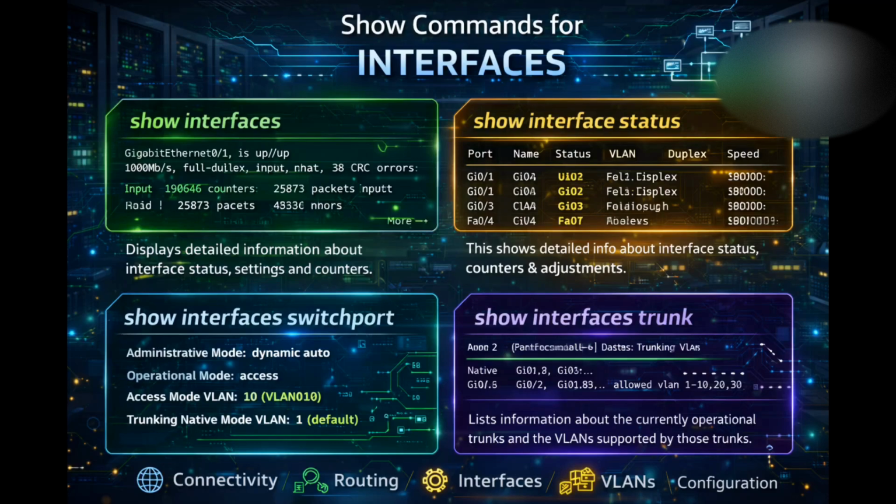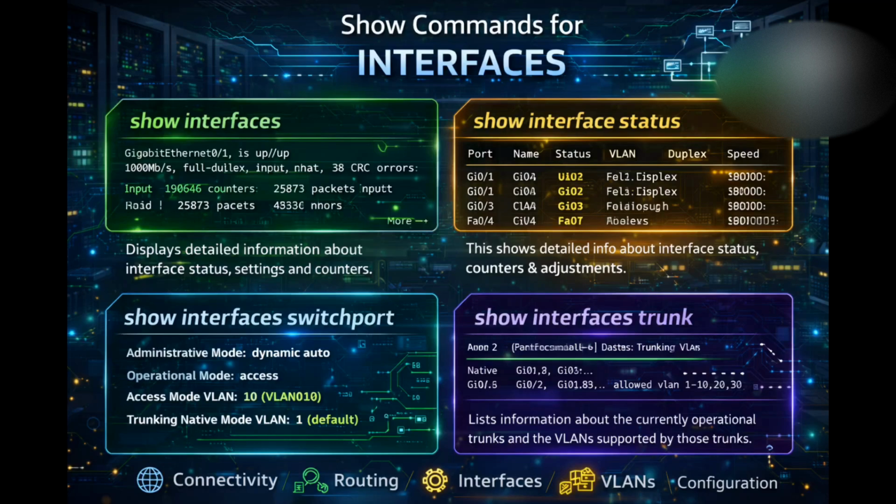Next, show interface status. This gives a quick summary of all ports in a simple table format. You can instantly see which ports are connected, disconnected, disabled, or running at the wrong speed. This command is very useful for quickly identifying down ports in large switches.